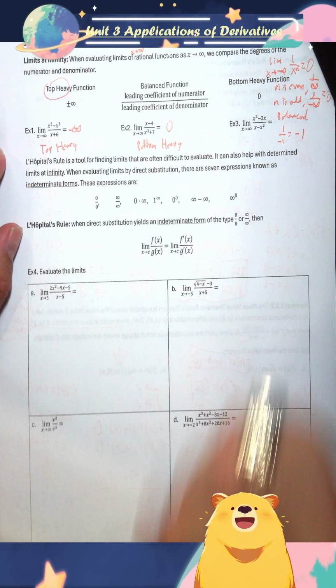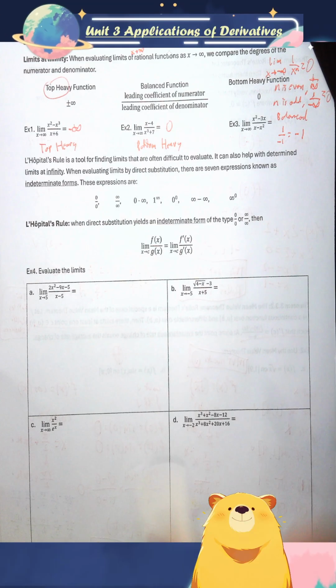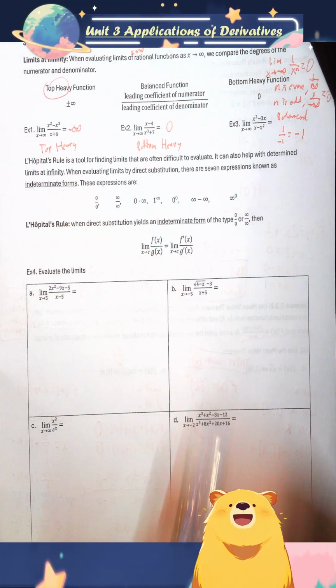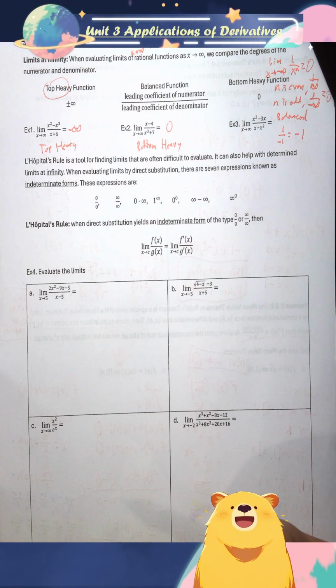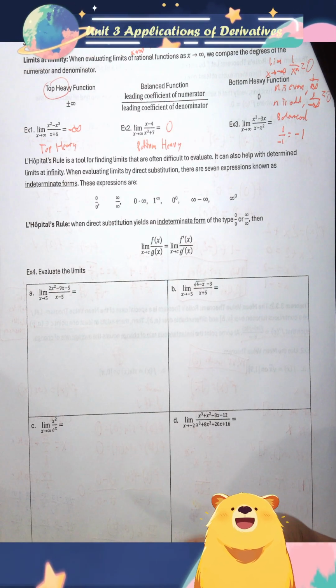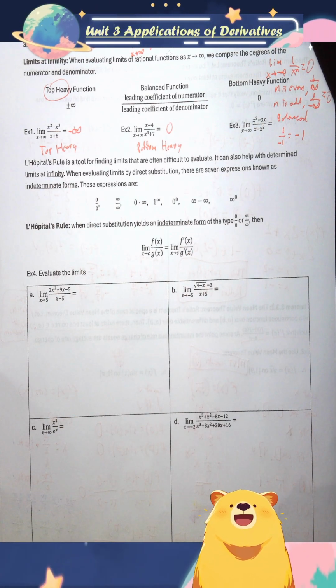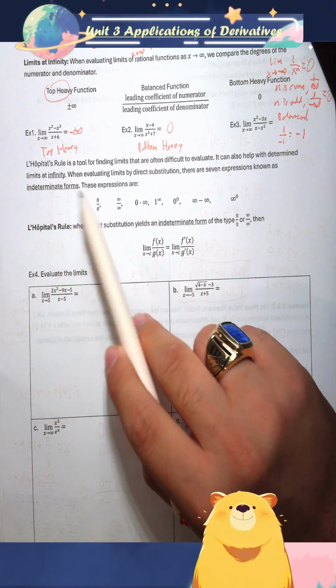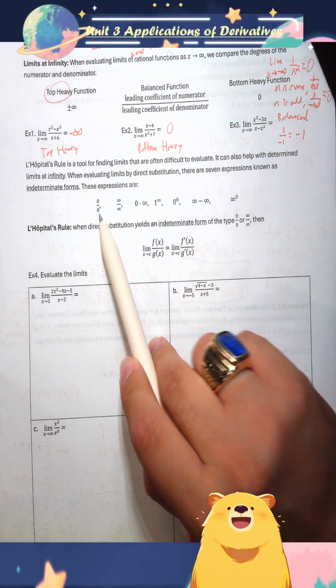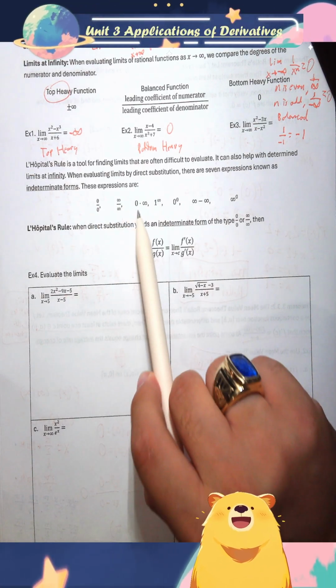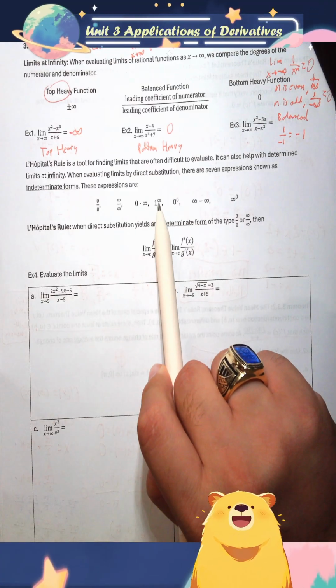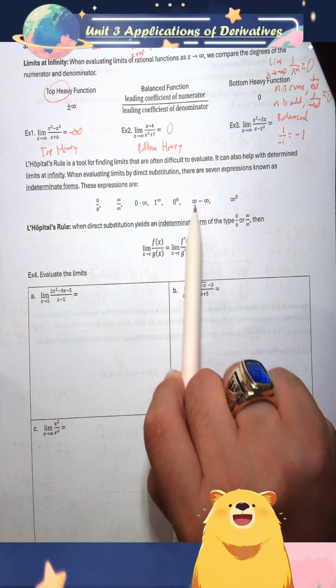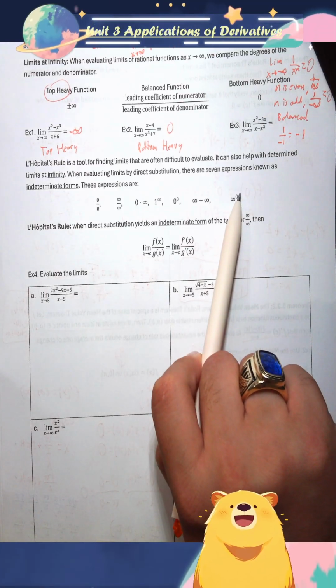Bringing in a good instance of L'Hopital's rule. L'Hopital's rule is a tool for finding limits that are often difficult to evaluate. It can also help with determining limits at infinity. When evaluating limits by direct substitution, there are 7 expressions known as indeterminate forms. These expressions are 0 divided by 0, infinity divided by infinity, 0 times infinity, 1 to the power of infinity, 0 to the 0, infinity minus infinity, and infinity to the power of 0.